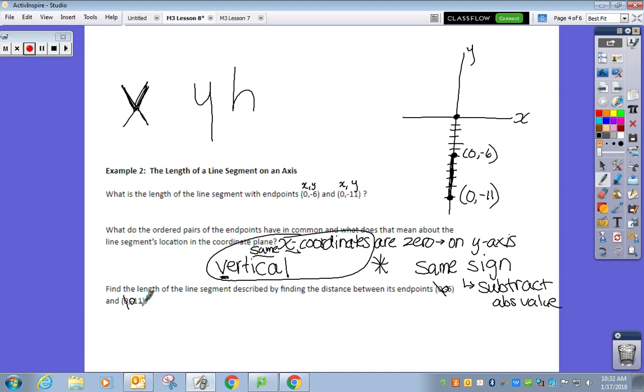So now I can find the absolute values of these numbers and subtract them. I want to put the one that's going to have the larger absolute value first. So the -11 is going to have a larger absolute value than -6. So I would do the absolute value of -11 minus the absolute value of -6. So that just says I'm going to do 11 minus 6, which means they're 5 units apart. If we count from here to here, we can see 1, 2, 3, 4, 5 units apart. So this method will work.